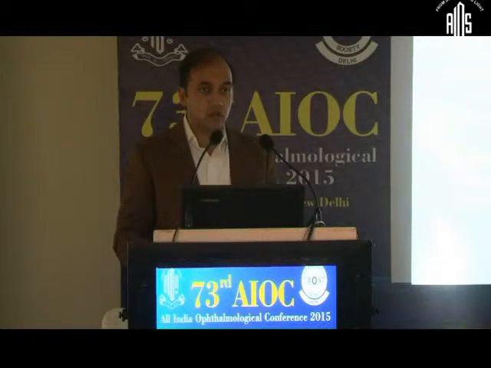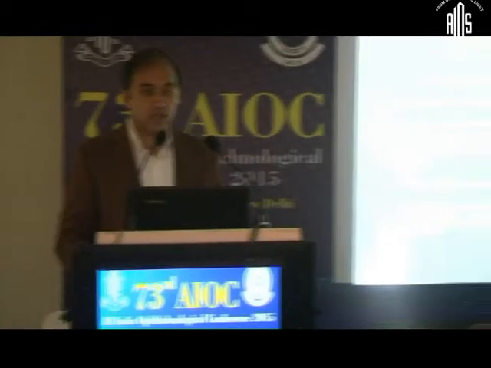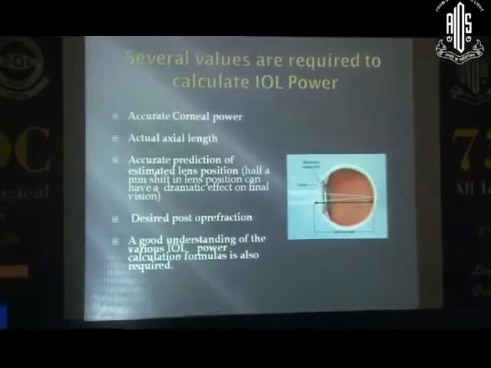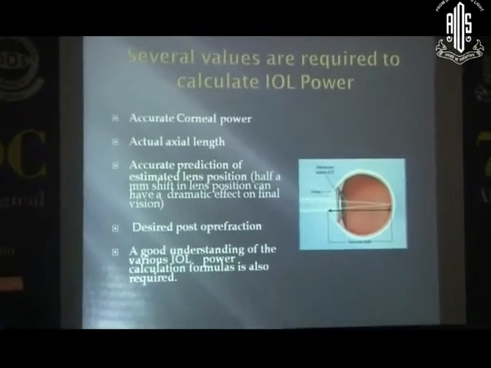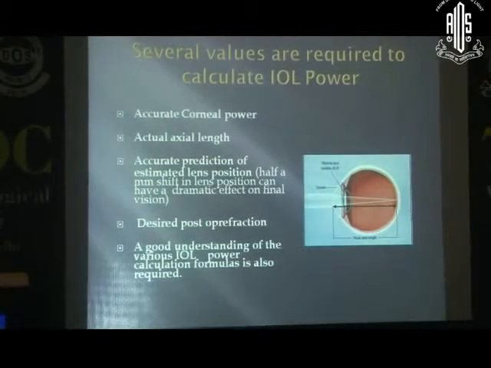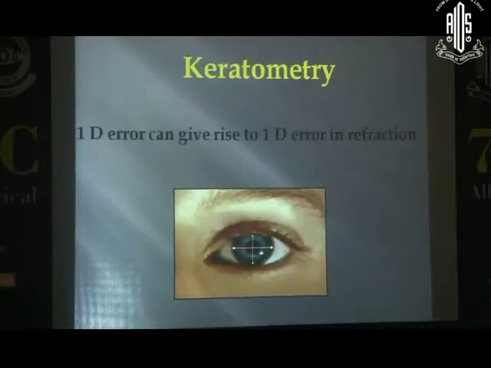As we all know, it's a process where we measure the power of the cornea, the length of the eye, and then use minor details, mainly the intraocular lens power calculation, to decide the exact IOL power. Several values are important: accurate corneal power, accurate axial length, and nowadays with the use of more premium IOLs, accurate prediction of the estimated lens position is probably the most important part. Desired refraction is going to play a role if you are aiming for monovision. A good understanding of IOL powers is a must.